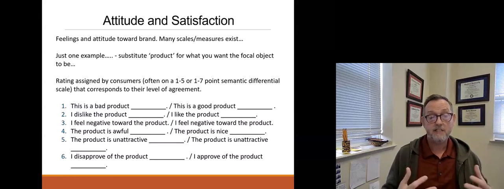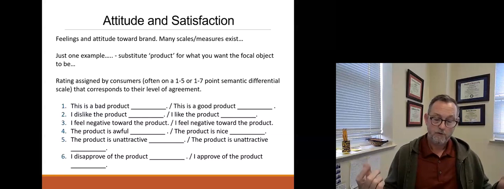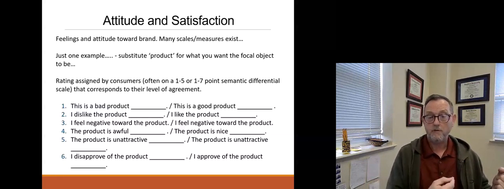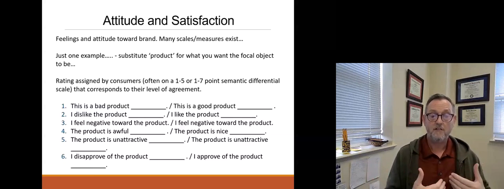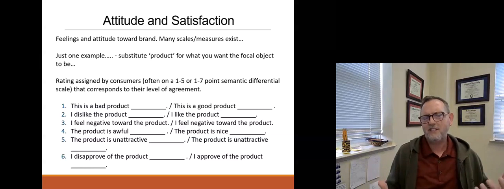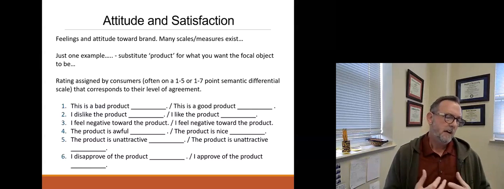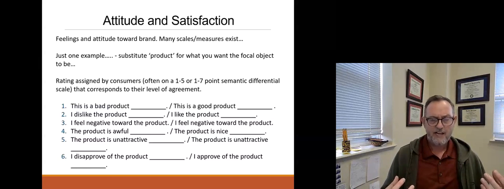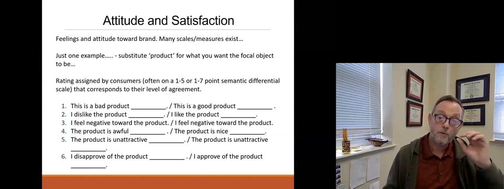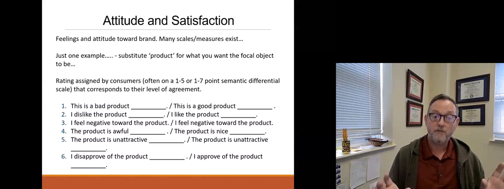And wherever you see this, like the first one says, this is a bad product, that's one anchor. This is a good product, that's the other anchor. And then the consumer or the subject would choose in between those two extremes where they feel their evaluation of the product is. So this is kind of like a satisfaction, but you can interject lots of different adjective bases or anchors to make scales like this. You could also replace where it says product, your brand name or your company name. So the focal point could be whatever you want to measure.